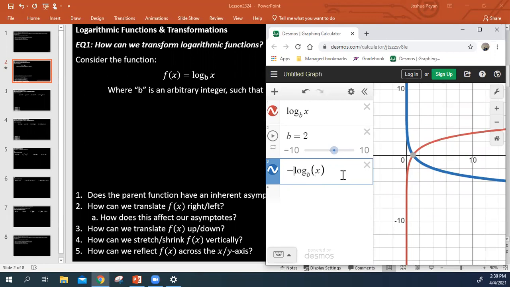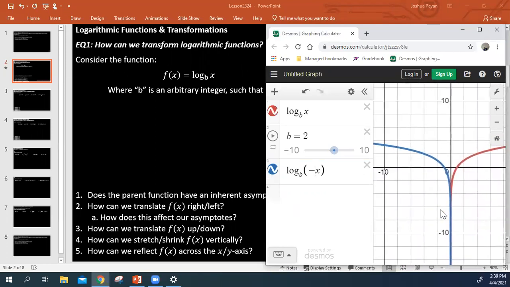Now what happens if I do this, right? Well, nothing happens if I do that because that makes it undefined. Now what happens if I do this? Ah, that's how we reflect across the y-axis. So reflection across the x-axis is a negative out here with our vertical stretch or shrink factor, right? Reflection across the y-axis is in here, inside, associated with the actual function of x.